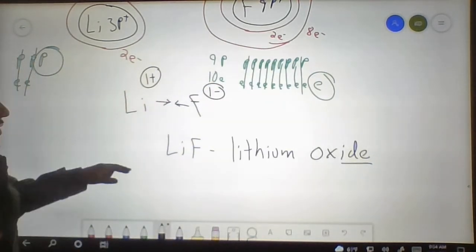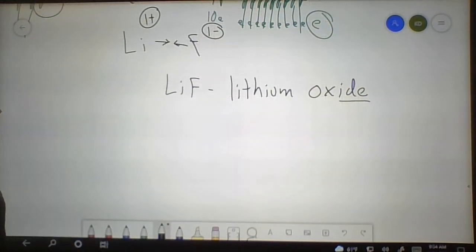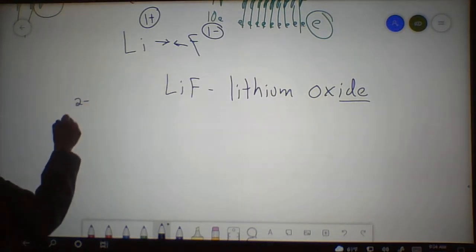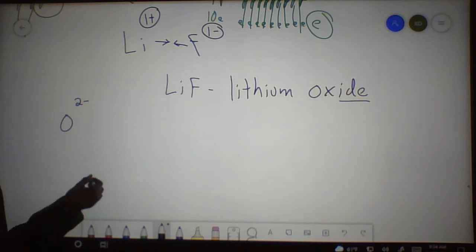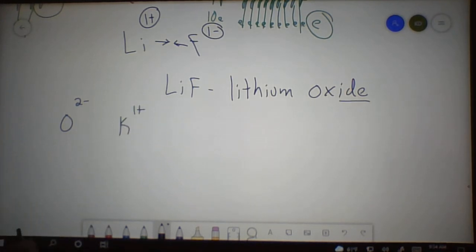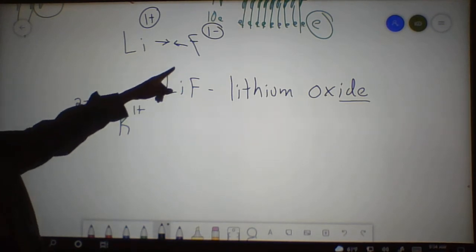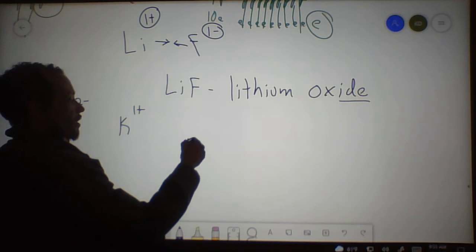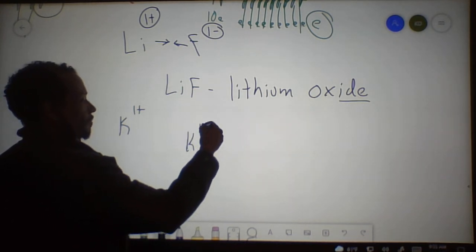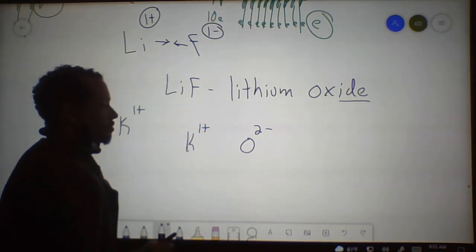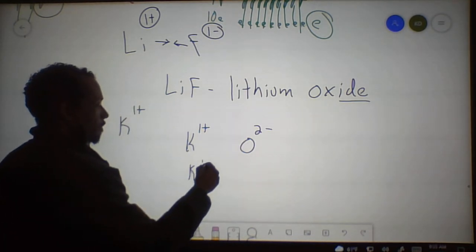All right, so let's look at something like oxygen. Oxygen likes to gain a 2 minus charge. And let's compare with something like potassium. Potassium has a 1 plus charge. So when they bond, they do need to be electrically neutral. They're trying to balance out the charges. So here we have K with a 1 plus, oxygen with a 2 minus. So we're going to need 2 Ks to balance that out.